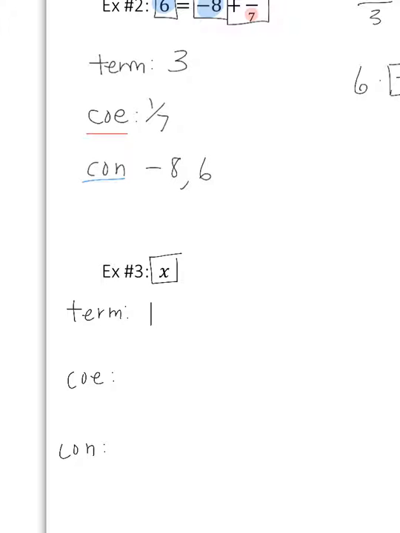Now, coefficients. Remember what I said, how normally we don't see it, but there is a coefficient in front of that x, and it's a 1. So the coefficient is a 1. Now, the constant. The constant is the number without the variable. But there are no numbers that don't have a variable with them. So in this case, what we'd write for that is 0.